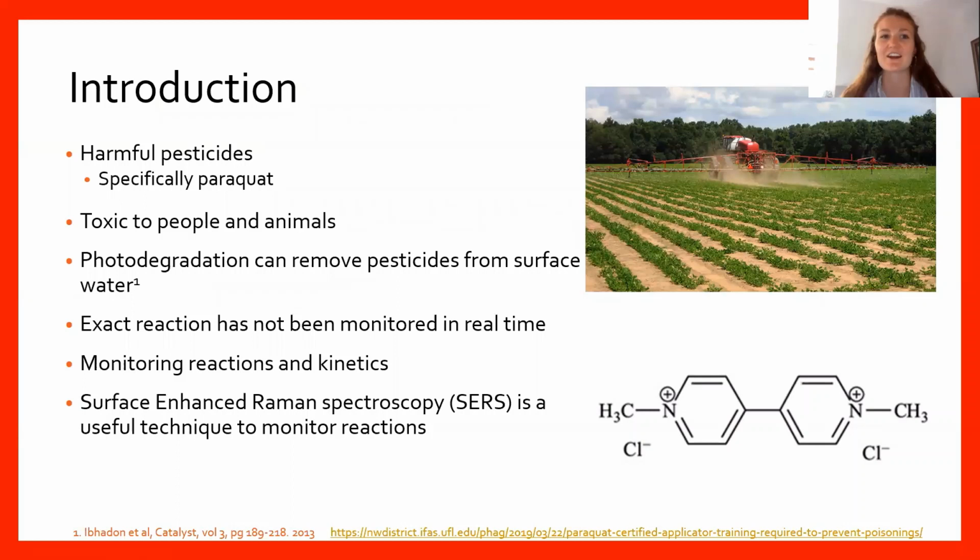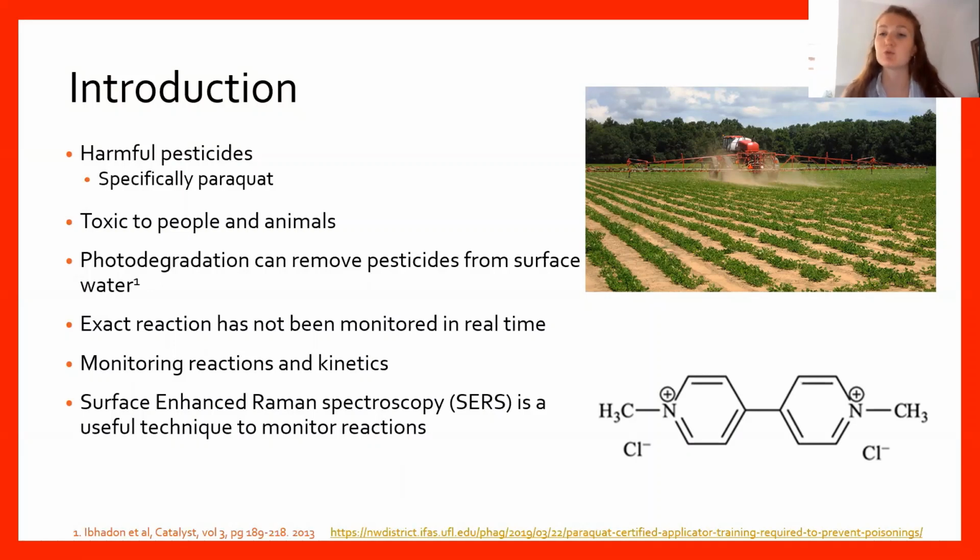So to get started, there are harmful pesticides being introduced into the environment all the time, and one major cause of this is pesticides in agriculture. These pesticides can be very harmful to people and animals when introduced into our water supply, or also if we eat them when they're on our food. And so this is a major problem.